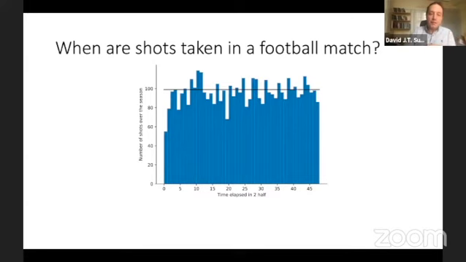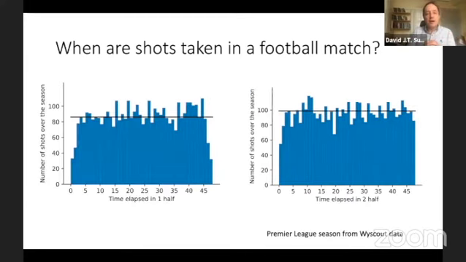Apart from maybe in the first minute. Then you can also look at that for the first half and the second half. I was actually quite surprised because I've done this before and I haven't found this relationship, but I found that there does seem to be a slight difference between the first half and the second half. There are fewer shots in the first half than there are in the second half.